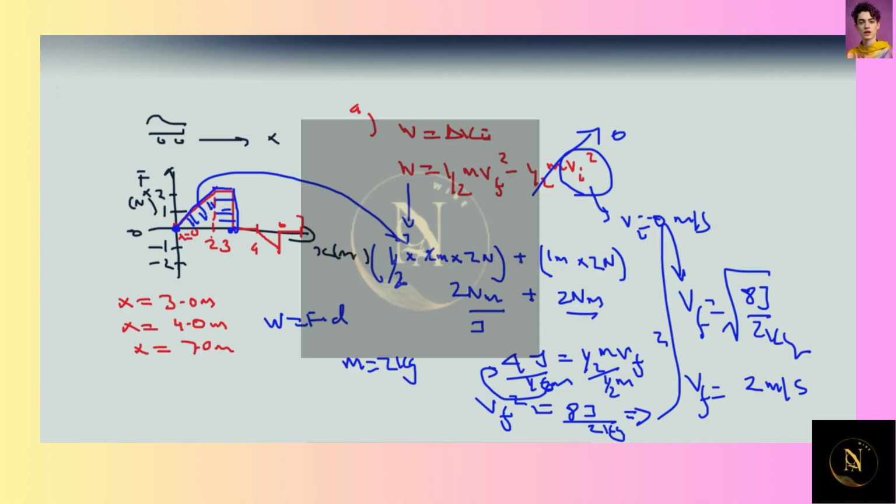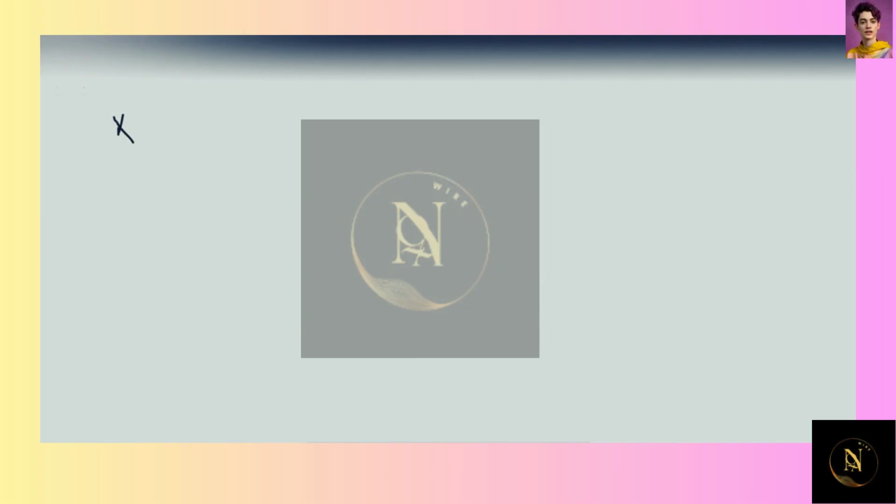The second part of the problem is they want us to find the velocity, and I'm going to do that in the next page. So we want to find the velocity when x equals 4.0 meters. Remember, if you look at the diagram, you notice it goes up and then goes down and stops at 4. So there is no change in energy. So we have 0 joules between 3 and 4.